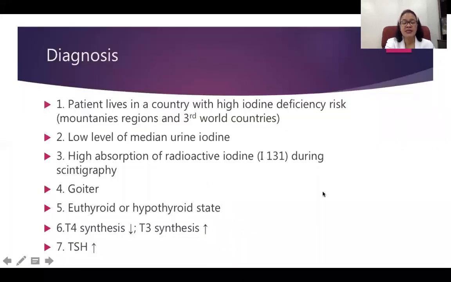So for diagnosis, of course, you are dealing with patients who live in a country with high iodine deficiency. I mentioned already Mongolia. There is decreased iodine levels there because they are located in the mountainous region. Findings include low levels of median urine iodine, high absorption of radioactive iodine, and presence of goiter.